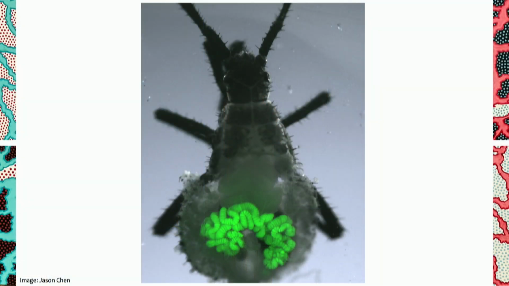This is Caballeronia in the crypts of the bugs. This is not photoshopped in any way. So Jason fed a bug GFP-labeled bacteria, and then all he did was peel off the cuticle on the top and then take this picture under a fluorescent scope. So they're in very high density in these organs.